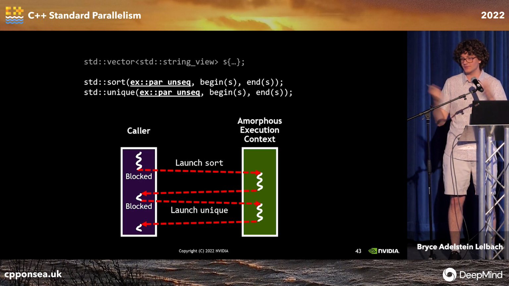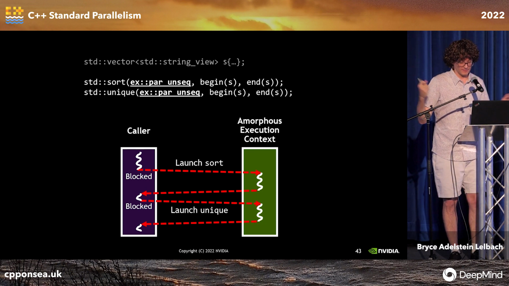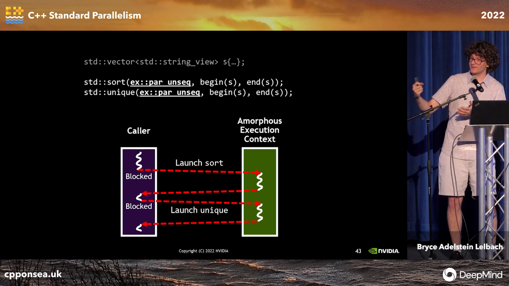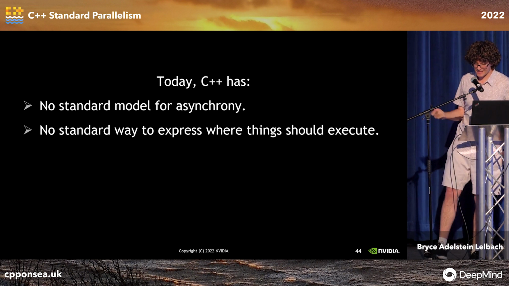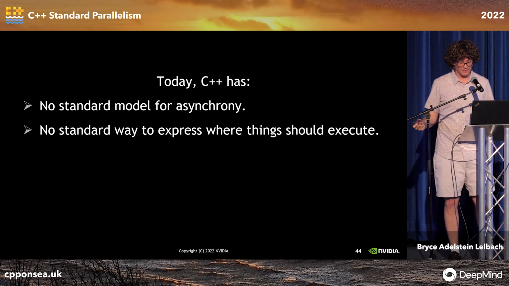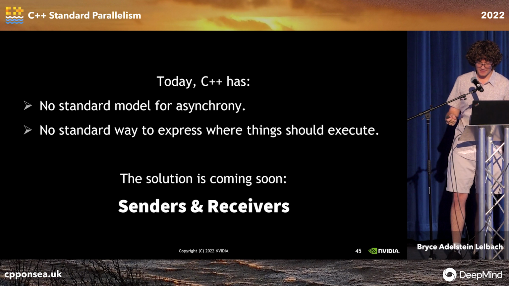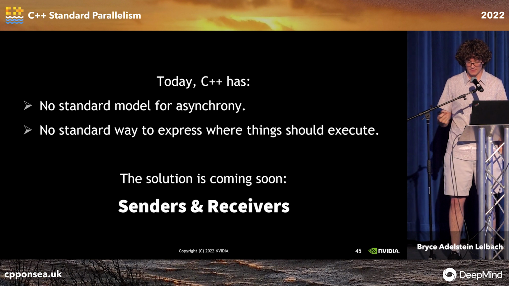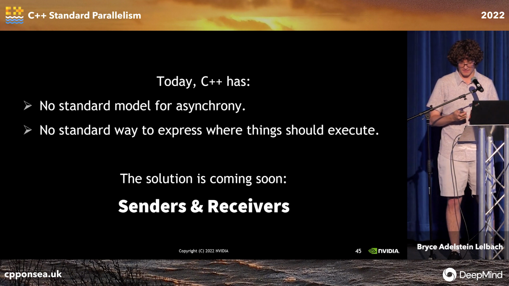You don't really know. It's going to be whatever your implementation decides to do, including that your implementation may just decide, I'm just not going to parallelize this at all. So implementations have complete freedom here, and users have no control other than saying this could be parallelized if the implementation so chooses. So today, we don't really have a standard model for asynchrony, and we have no way to express where things should actually execute in the C++ standard library. But fortunately, the solution is coming soon to your C++ implementation, which is the senders and receivers framework, an asynchronous execution paradigm for standard C++.